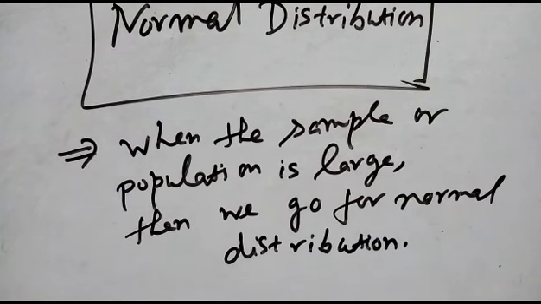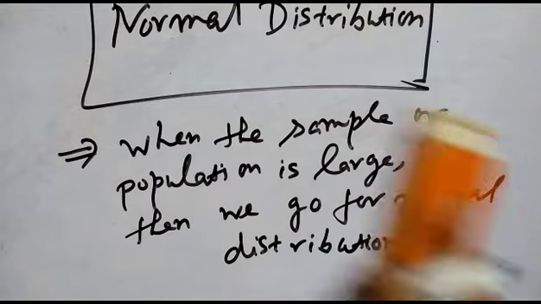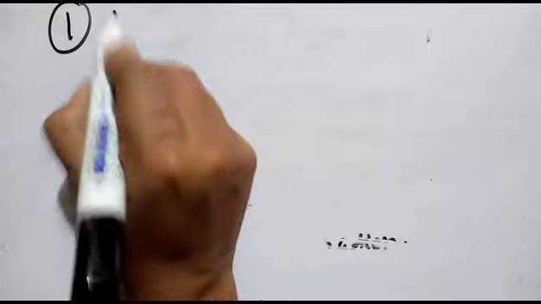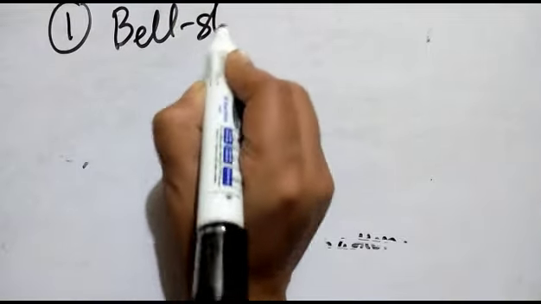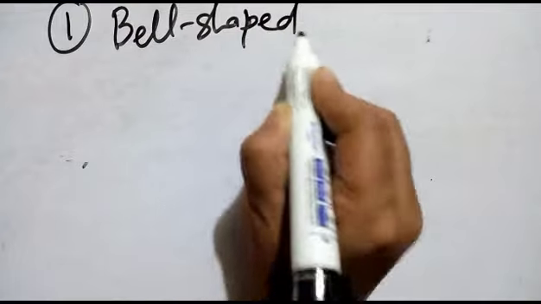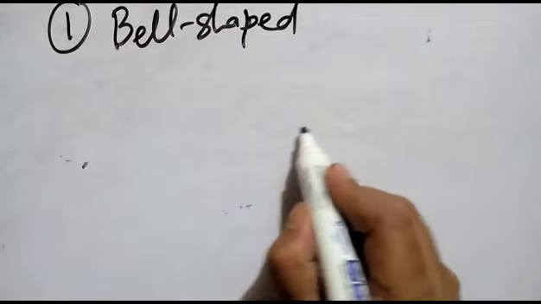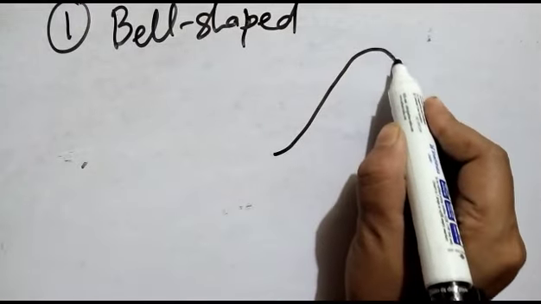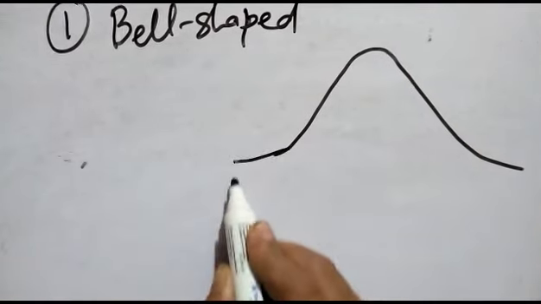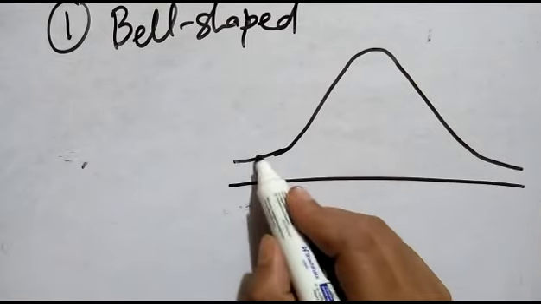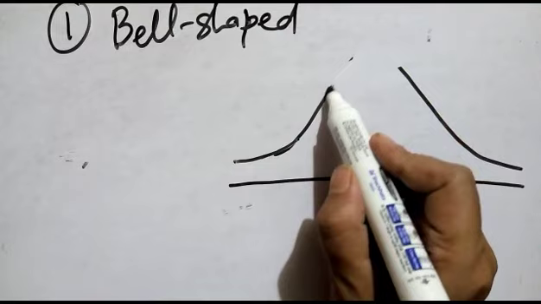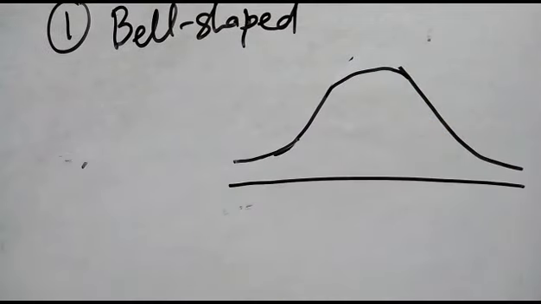When I think about normal distribution, three things come into my mind. Number one thing is the bell-shaped curve. That means the normal distribution looks like this type. It looks like this. Bell-shaped curve.